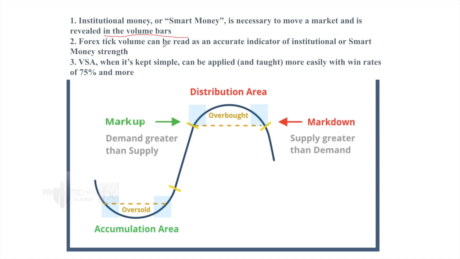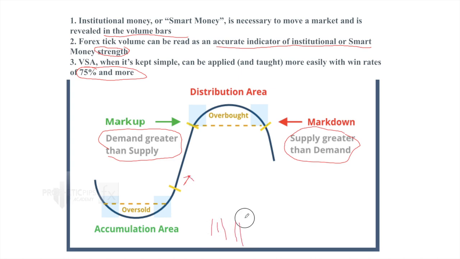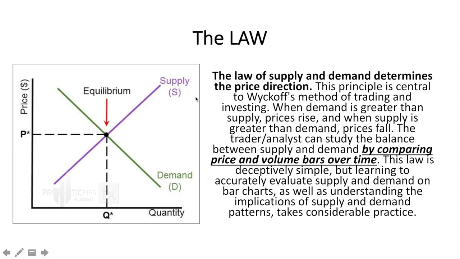Number two, forex tick volume can be read as an accurate indicator of institutional or smart money strength. Okay? And so if you're trading smart money without volume, you're not trading smart money at all. VSA then, when it's kept simple, can be applied and taught more easily with win rates of up to 75% and even more. Because at the end of the day, we understand when supply is greater than demand, or when demand is greater than supply, not only through price, but also through the volume that is traded at that price.